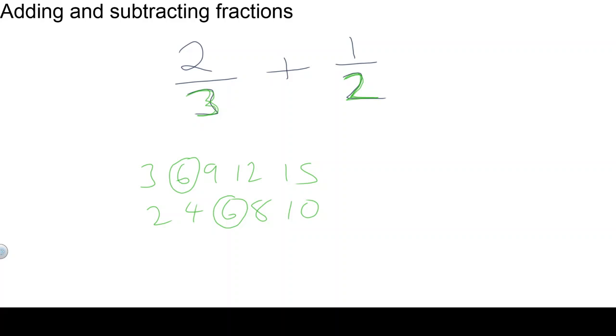So then, now you have to think, what do I multiply this 3 by to get me a 6? Well, 3 times 2 gives me a 6. So now 3 times 2 is 6. 2 times 2, 4. Now over to the other side, to the other fraction. What can I do to this 2 to give me a 6? What can I multiply the 2 by to give me a 6? Well, times by 3. 2 times 3 gives me 6. And then 1 times 3 gives me 3.